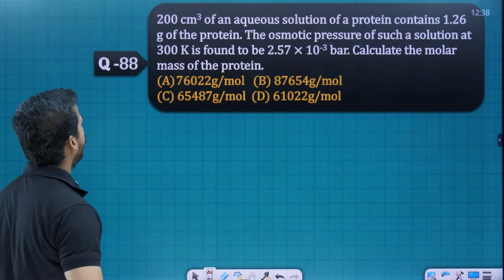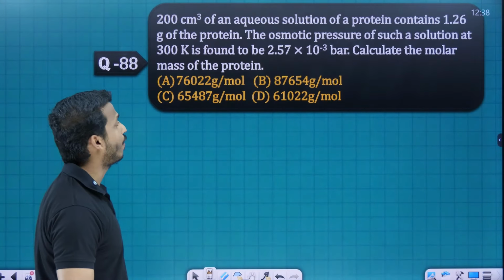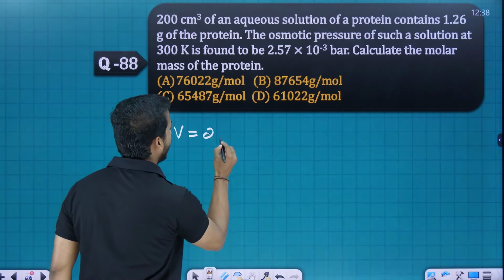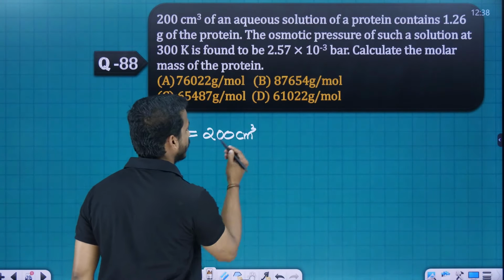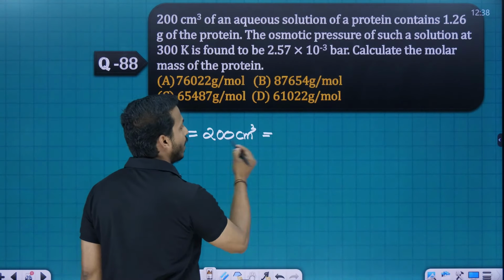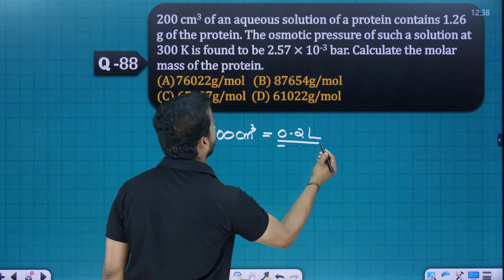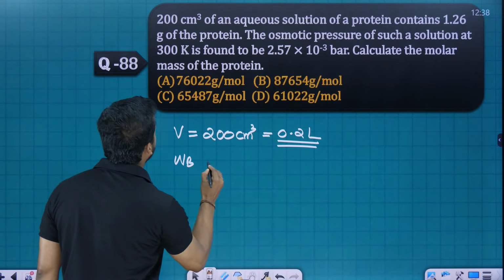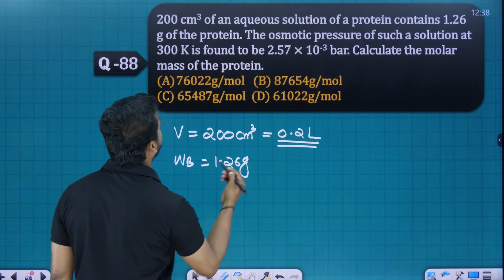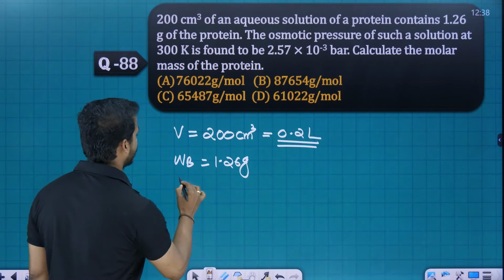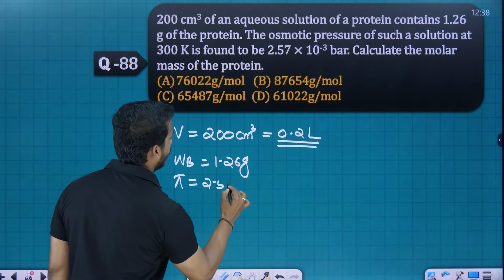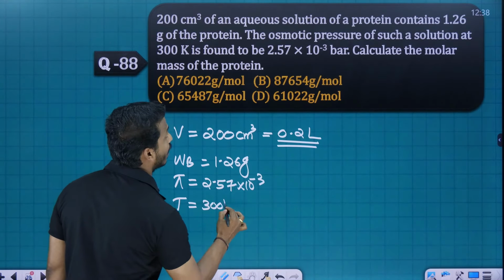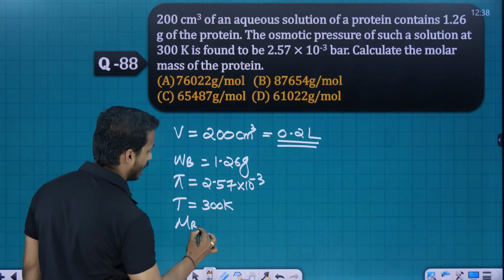Question 88: 200 centimeter cube of an aqueous solution of protein contains 1.26 gram. So 200 centimeter cube is the volume, which means 200 divided by 1000, 0.2 liter. Weight of solute is given 1.26 gram. The osmotic pressure of such a solution is given 2.57 into 10 raised to minus 3 bar. Temperature is already given 300 Kelvin. Calculate the molar mass, again MB.